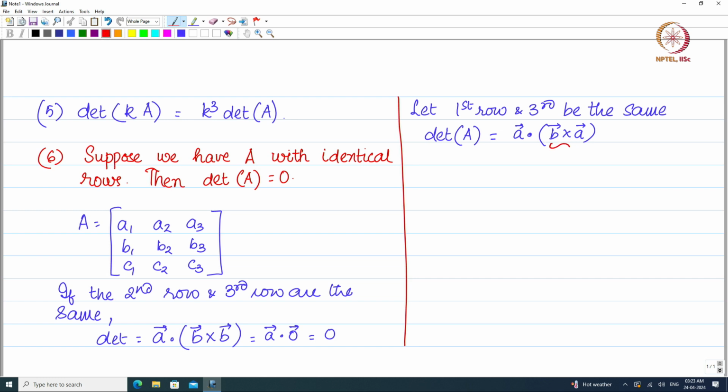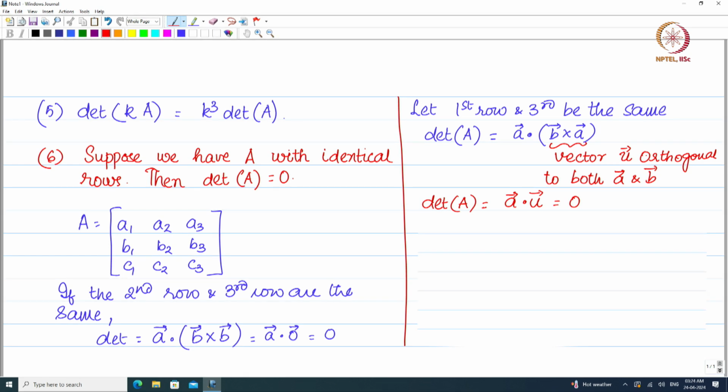Remember that B cross A is going to give a vector, let us say a vector u, which is orthogonal to both A and B. Therefore, what I am going to get is determinant of A, which is nothing but A dot u. Since A and u are orthogonal, I am going to get determinant to be 0. So, whenever you have two rows of a 3 by 3 matrix to be the same, the determinant is always going to be 0, right.